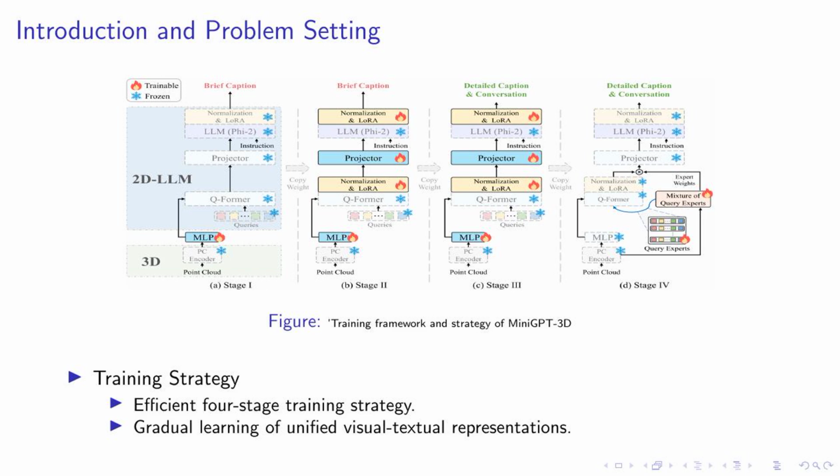Let's delve into the training strategy of MiniGPT-3D. Our approach is characterized by an efficient four-stage training strategy, which is designed to gradually learn unified visual textual representations. This strategy is crucial in transferring the priors of 2D LLM to point cloud modality and enhancing the nascent 3D LLM's comprehension. As you can see in the figure, each stage focuses on a distinct task, allowing the model to progressively build its capabilities. In the third stage, for instance, we fine-tune the modules trained in the second stage using a more challenging dataset. This empowers MiniGPT-3D to comprehend and respond to complex instructions, thereby improving its 3D language knowledge. This strategic approach ensures a robust and comprehensive training process for our model.